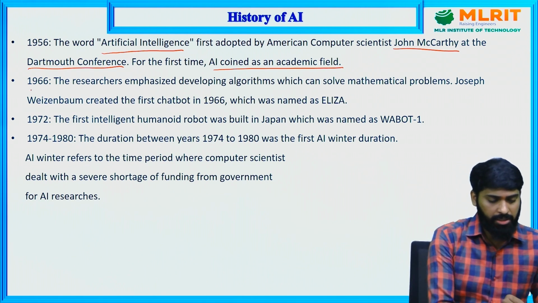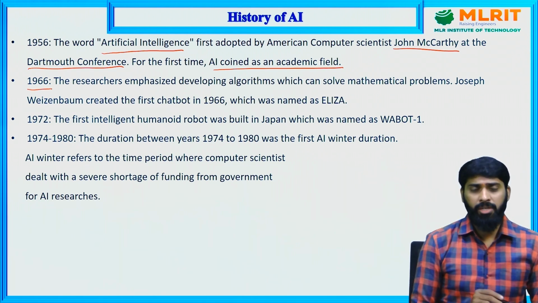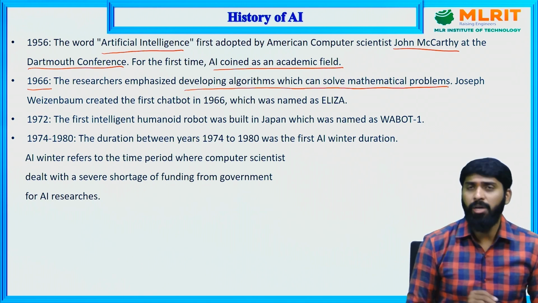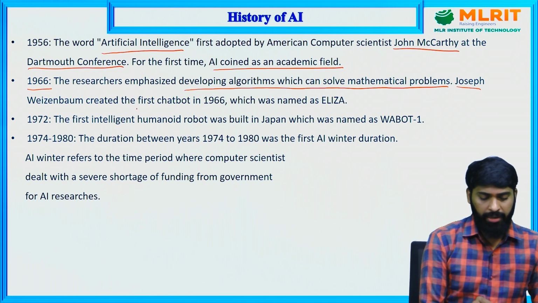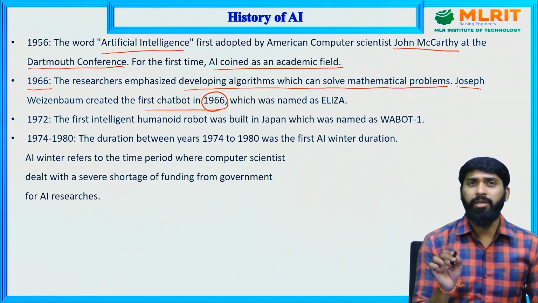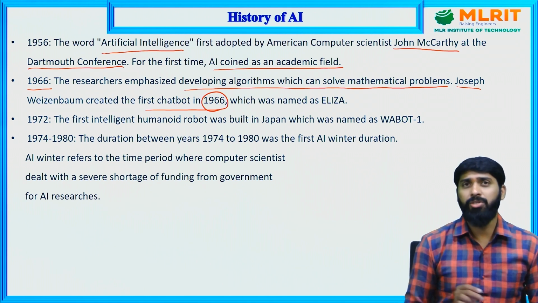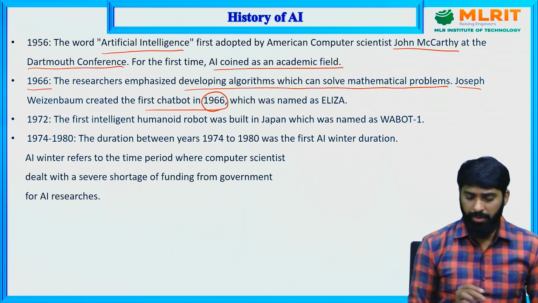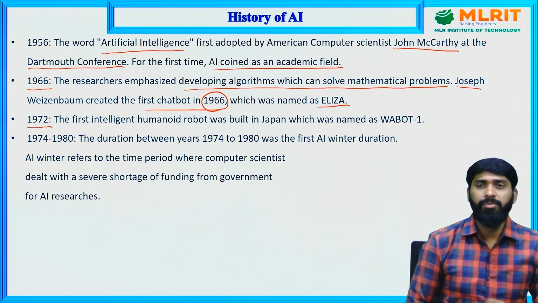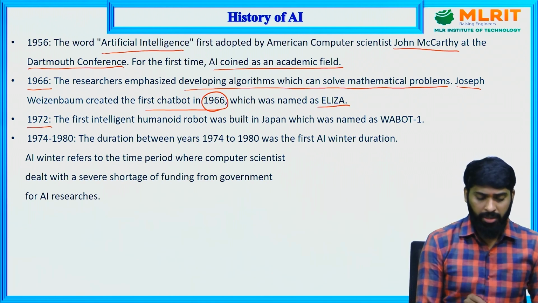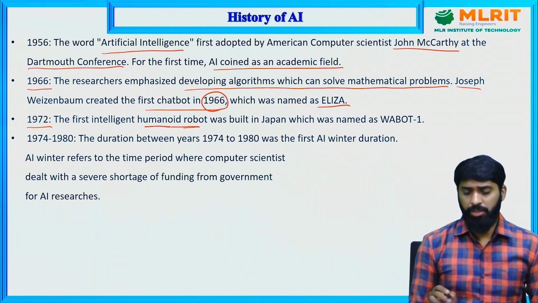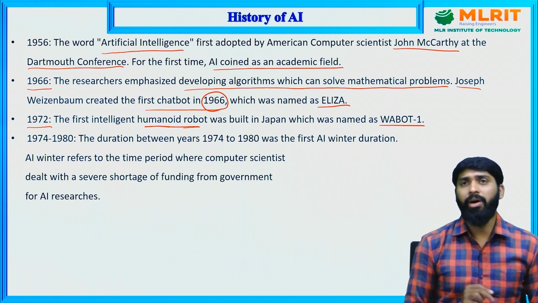In the 1960s, researchers emphasized developing algorithms which can solve mathematical problems. The first chatbot was created in 1966 by Joseph Weizenbaum, and the chatbot's name is Eliza. In 1972, the first intelligent humanoid robot was built in Japan, which was named WABOT-1.